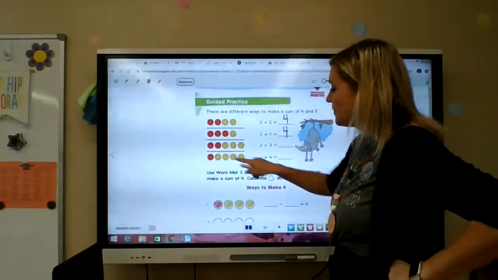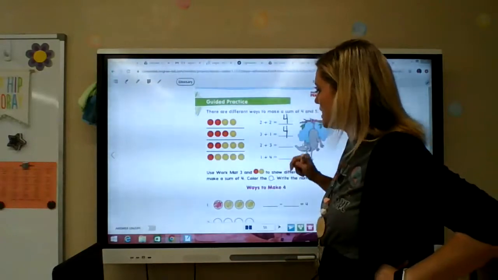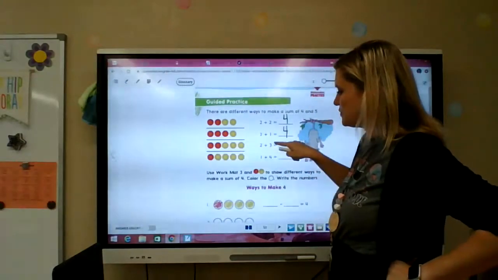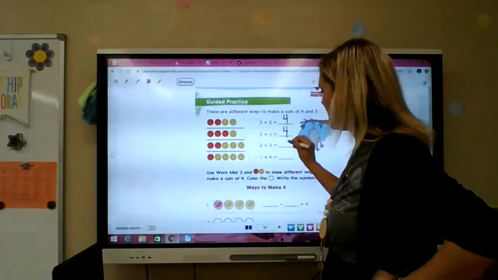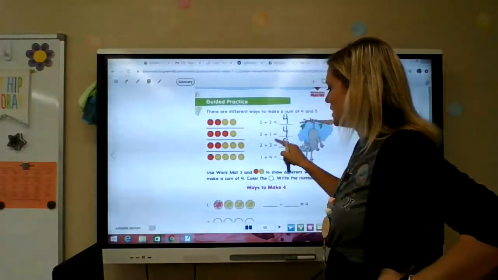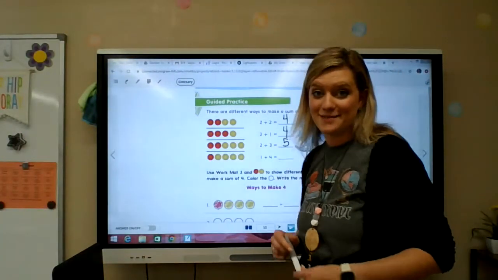All right, the next one we have 2 red ones, and 1, 2, 3 yellow ones. So they did 2 plus 3. Count them all up together. 1, 2, 3, 4, 5. 2 plus 3 equals 5. And we did that over there too on the board. That was one of our ways to make 5.